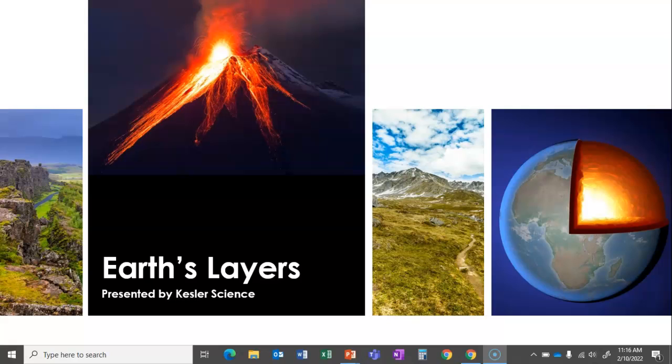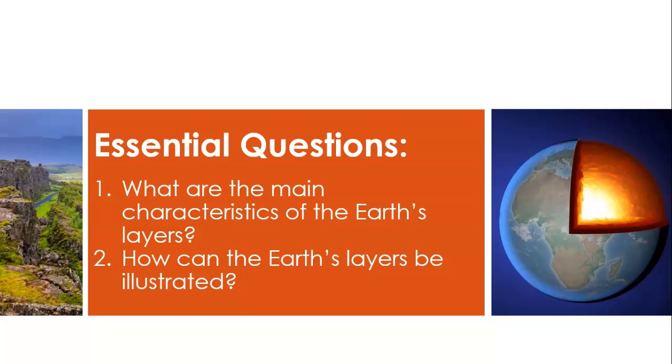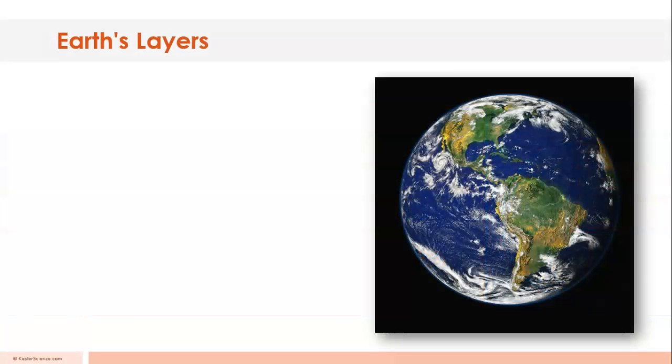So the earth is not one massive solid sphere. Instead, it is made up of many layers. And today we're going to start to take a look at that. And so by the end of our whole lesson, you should be able to describe what the main characteristics of each layer are, as well as being able to draw a diagram or an illustration of Earth's layers.